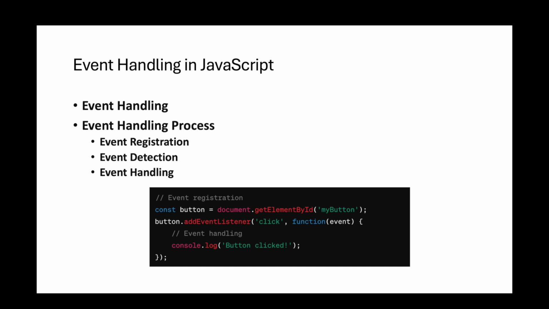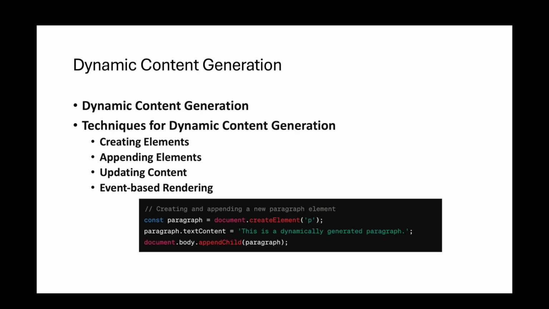Example: event registration. const button = document.getElementById(my button); button.addEventListener(click, function), event handling, console.log(button clicked). Dynamic content generation. Dynamic content generation refers to the process of creating or updating DOM elements dynamically based on user interactions.